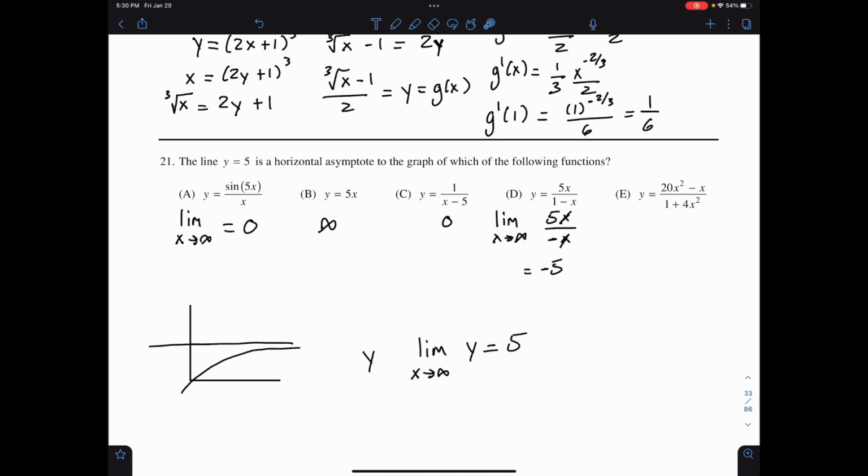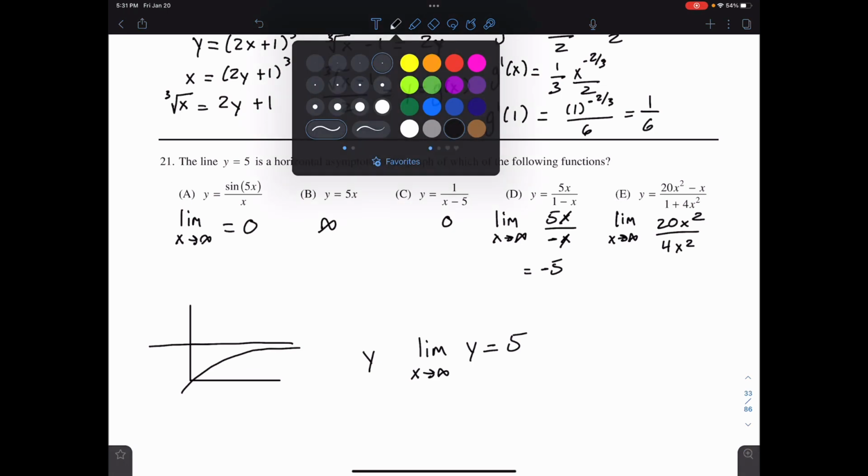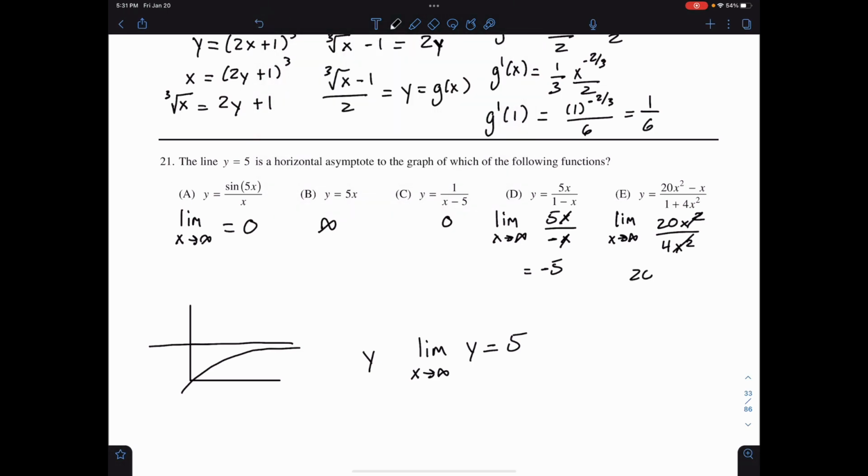So here we have y equals 20x squared minus x all over 1 plus 4x squared. So again, we have a polynomial. So the limit of these polynomials as we go to infinity, we just look at the largest terms, the top and the bottom. So this one would be the limit as x goes to infinity. The largest term at the top is 20x squared. Largest term at the bottom is 4x squared. These terms are the same, so they cancel. And we're left with 20 over 4, which happens to be 5. And that's exactly what we were looking for. So the answer here is E.